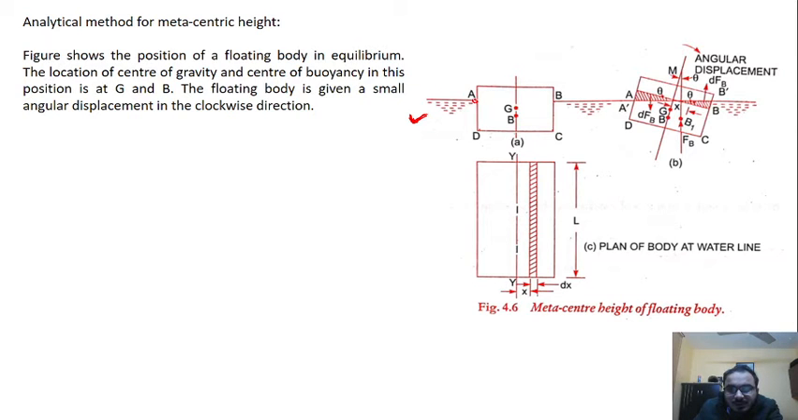So this is A, B, C and D. So let's say this to be X and Y. So what happens? We have two things.